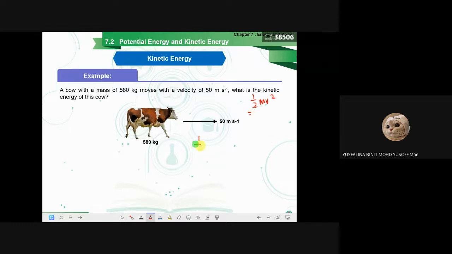So half m is 580, v is 50 squared. Anyone? Did you already get the answer? You can write the answer at the chat box there. What's your answer?